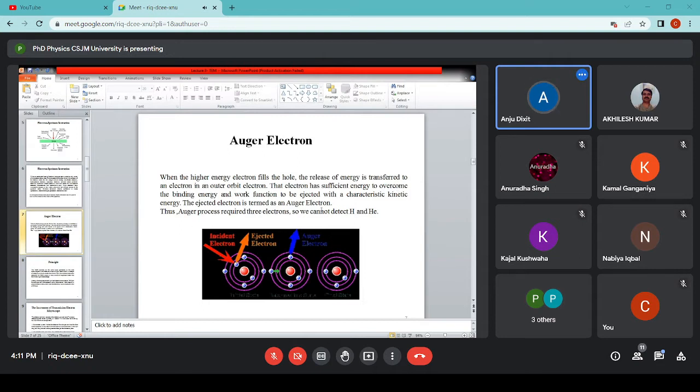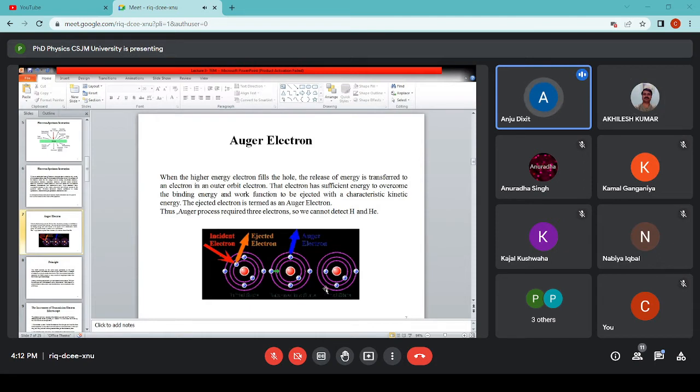So what will happen? This electron will be ejected from there and it will have its own characteristic kinetic energy, and from there we can have this analysis. So the ejected electron is termed as an Auger electron. Thus the Auger process requires 3 electrons, so we cannot detect hydrogen and helium.